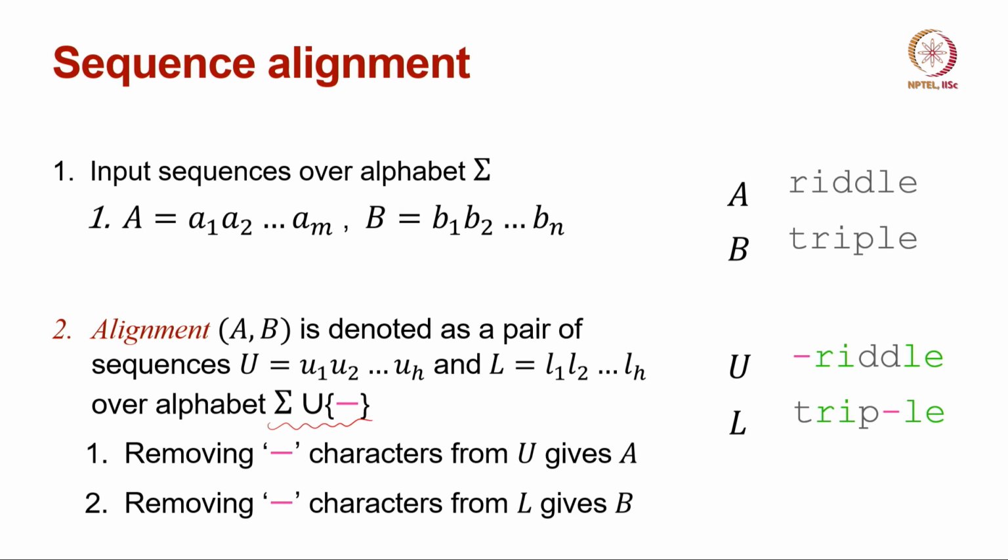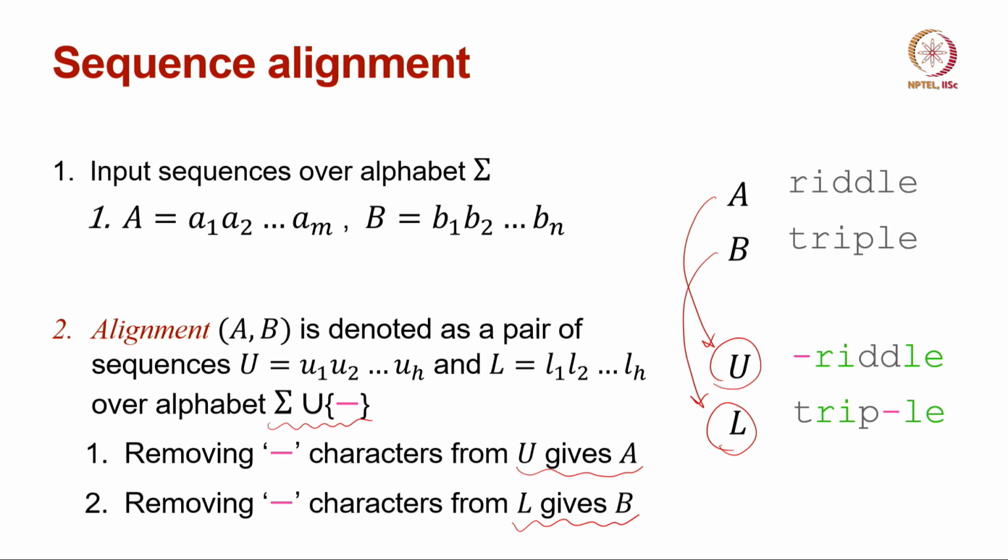These U and L have properties such that if you remove the dash symbol from U, then you get back sequence A. Similarly, if you remove dash characters from sequence L, then you get back sequence B. In other words, we are forming these sequences U and L by inserting dash characters in A and B respectively, and both of these sequences U and L are of equal length.